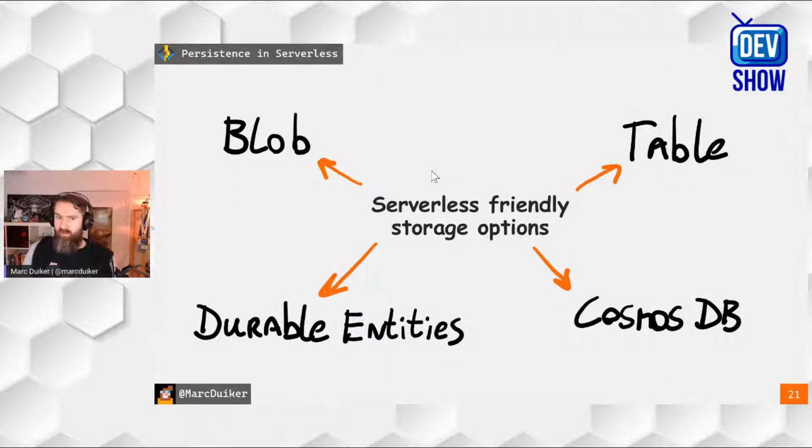Right, so I've very briefly shown you four different options for using persistence in serverless applications, and I think these four are really good candidates for you to work with. Some of them are already very old, like Blob and Table. Some of them are a bit newer, like CosmosDB and Durable Entities, but they definitely all have their use cases in very scalable and event-driven architectures.